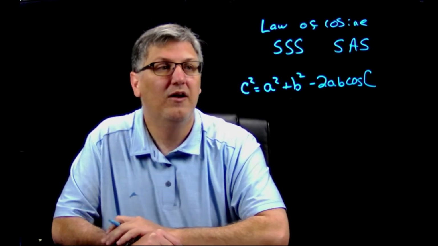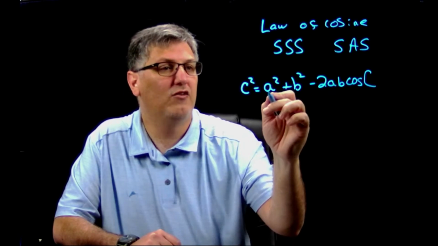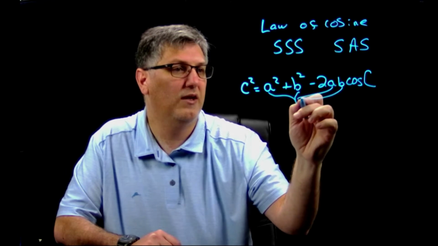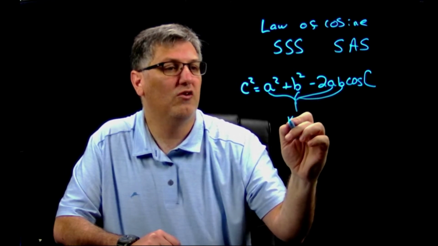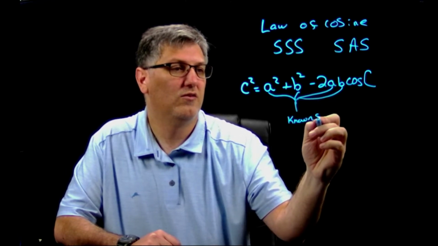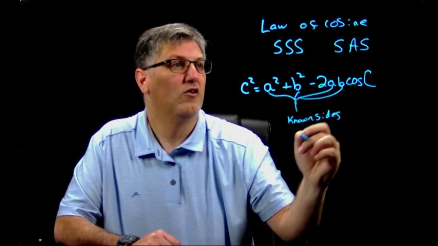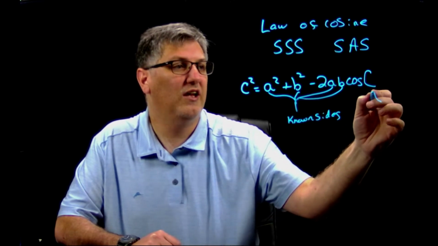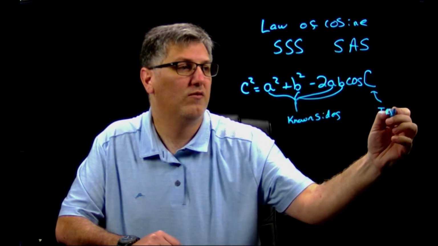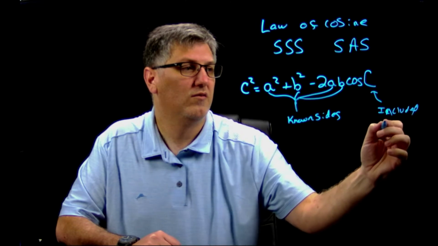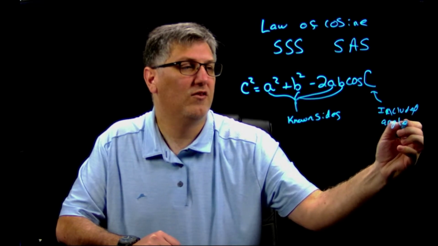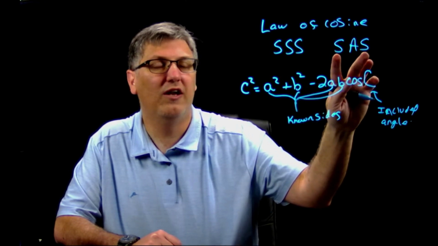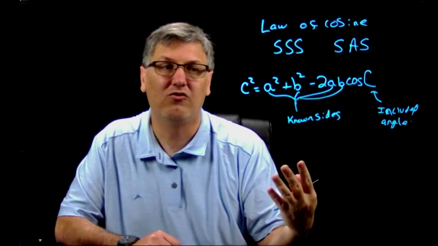because that C is angle C. Now, what this means, this A and this B, this A and this B. These are your known sides. So in a side angle side, it would be this side and this side of the triangle. This C is called my included angle. What that means is if you look, this angle is between my two known sides. That means this angle is an included angle with these two sides. It's in between those two sides.